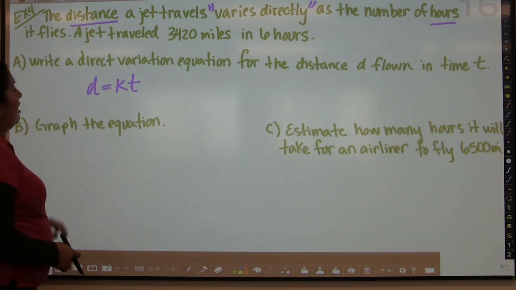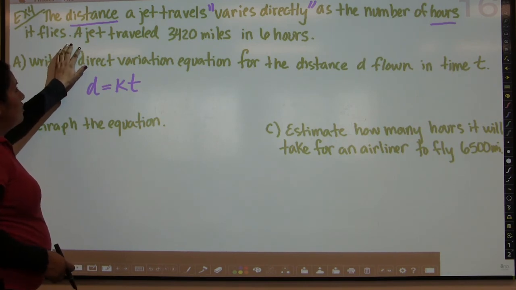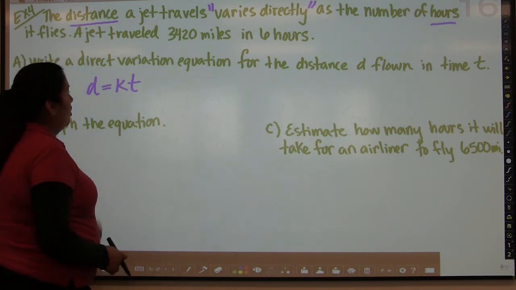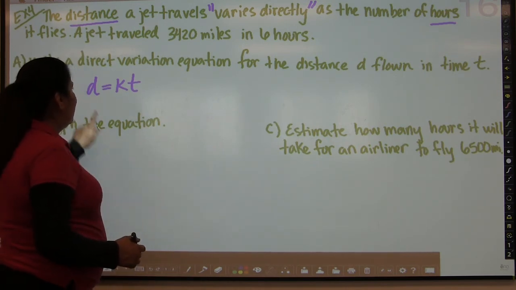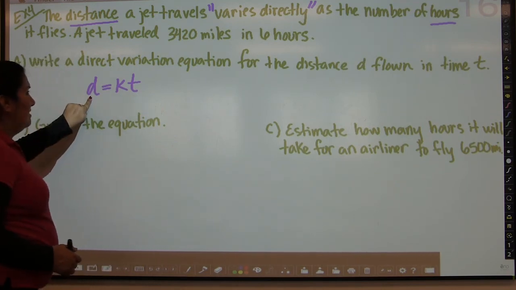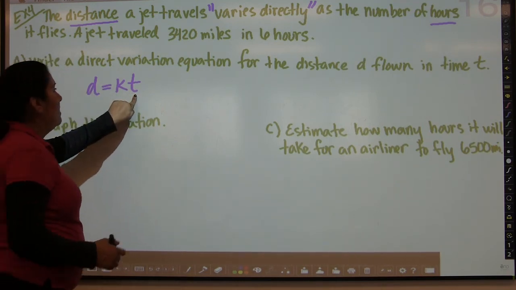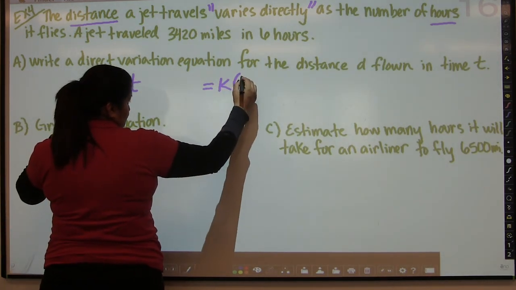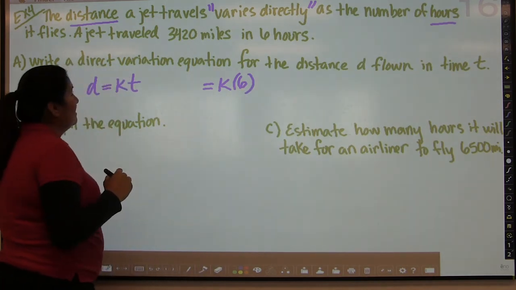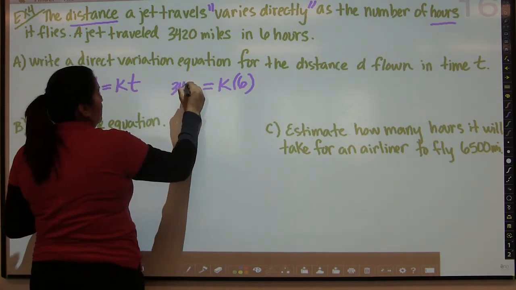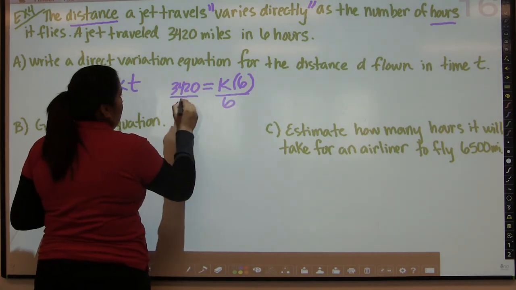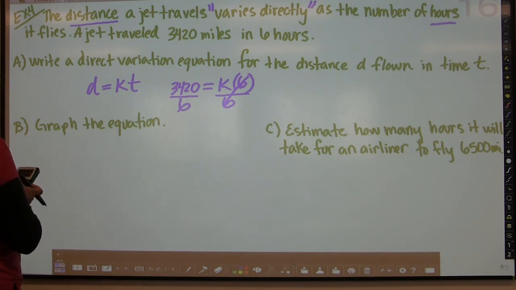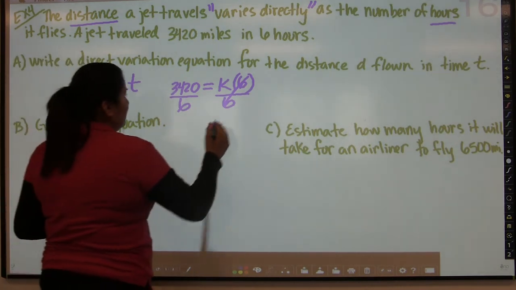And then they tell me in the second sentence, a jet traveled 3,420 miles in 6 hours. Okay, so we already said that d is distance, so we're not going to put 6 in the distance, we're going to put 6 in the time. So we're going to put, we don't know what k is, and time is 6 hours. And then the distance is 3,420. So we solve for k by dividing by 6, and k is equal to 570.